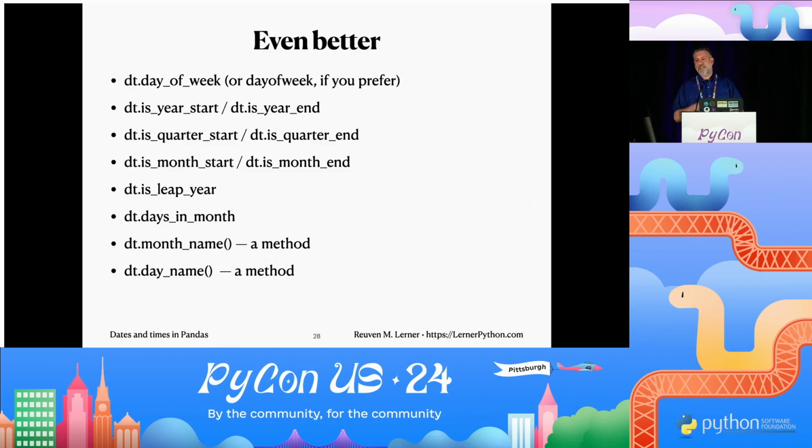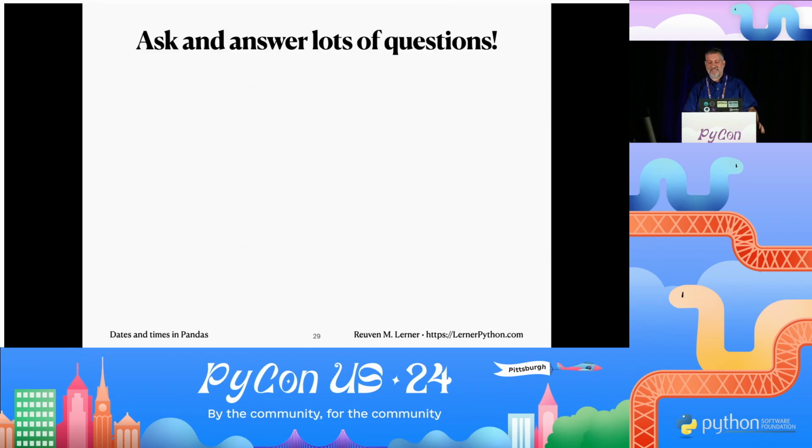I can get some Booleans back. Is it the year start? Is it the year end? Is it the quarter start? Is it the quarter end? Is it the month start? Is it the month end? Is it a leap year? How many days are in the month? And we even have methods, not just data, but methods, month_name and day_name. With this in place, we can ask and answer lots and lots of questions. For example, I could say, tell me what percentage of taxi rides took place on each day of the week.